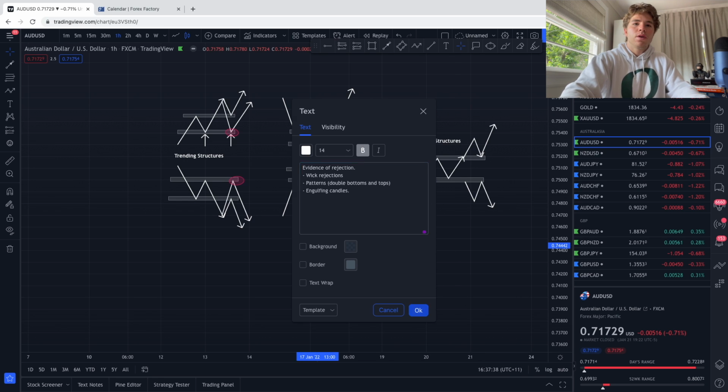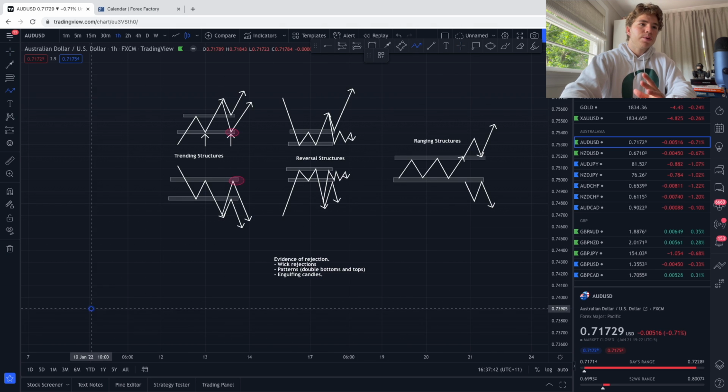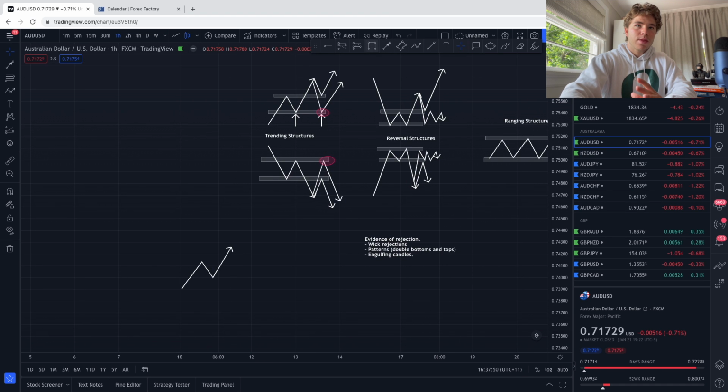Okay, so let me just outline how that would look for you guys. So say we're in an uptrend over here. Okay, we're pushing, there's the higher high, there's the higher low. Okay, now we've created an uptrend formation. So here's a key level, okay? And here's a key level on the higher low, on the higher high and the higher low.